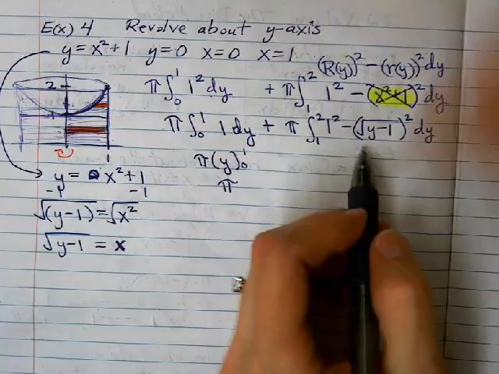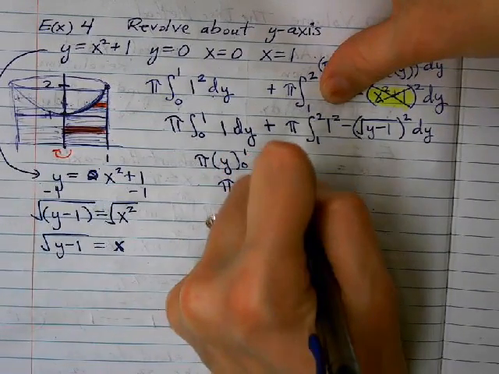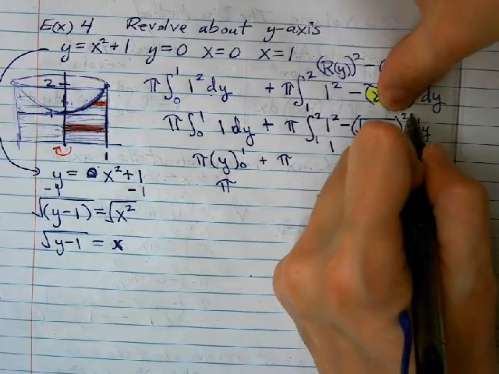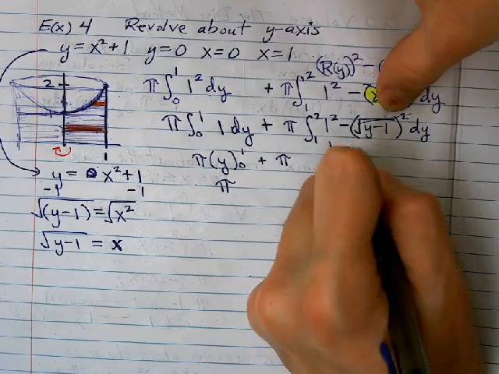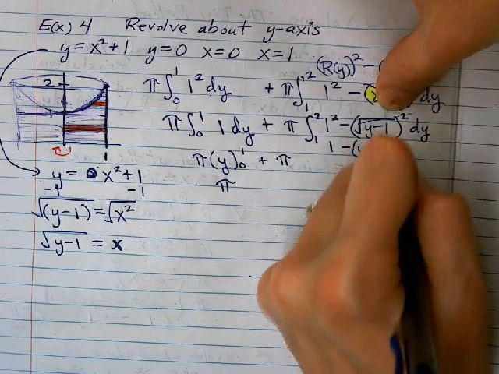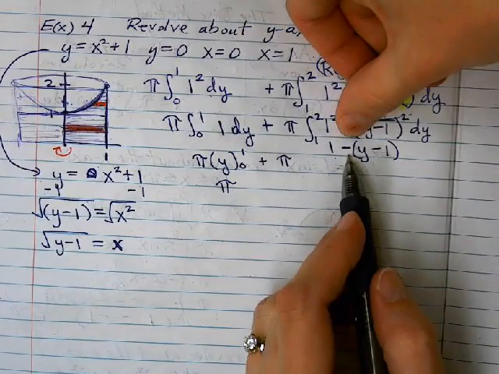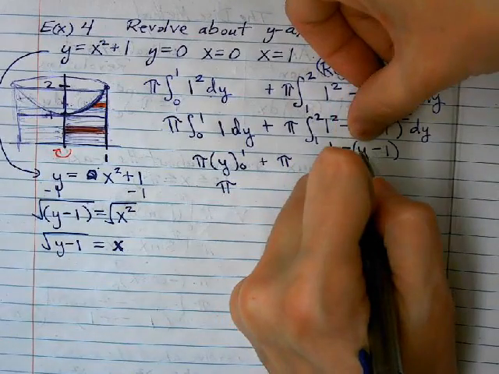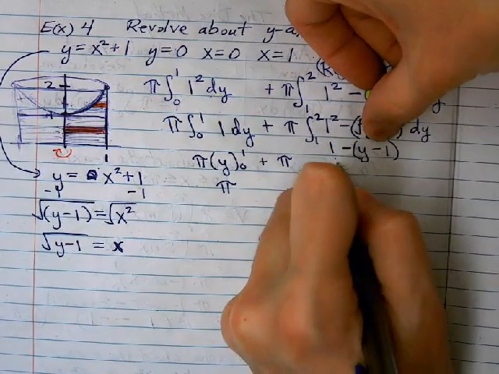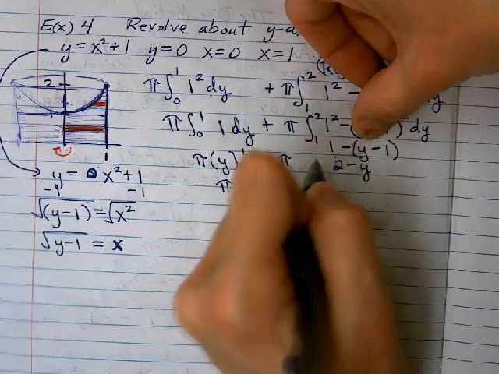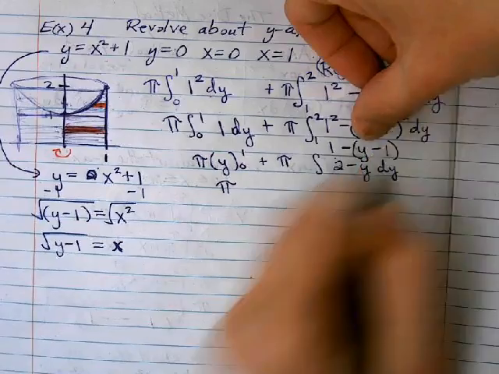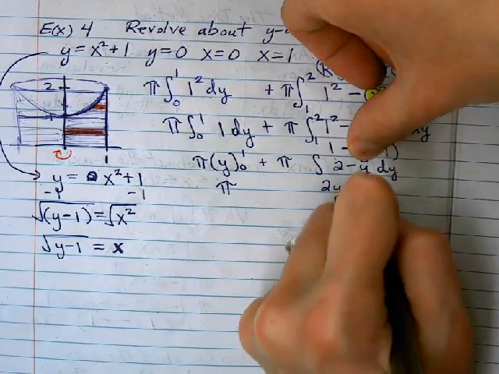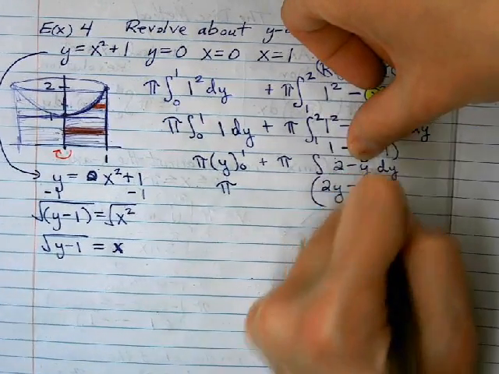Okay, so 1 squared is just 1. If you square this, it gets rid of the square root. So it's 1 minus y minus 1. Watch out for all these negatives. You have to distribute the negative. So it's 1 minus y plus 1, so it's really 2 minus y. Integrating that, if I integrate a 2, it's going to be 2y. If I integrate this, it's y squared over 2. Then evaluate it from 1 to 2. Don't forget to bring the pi down and keep working it out.